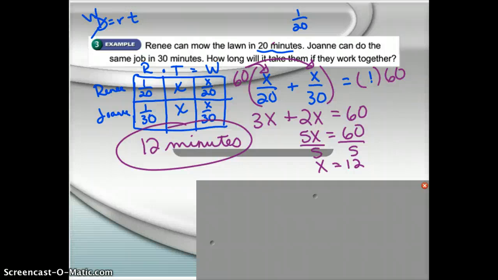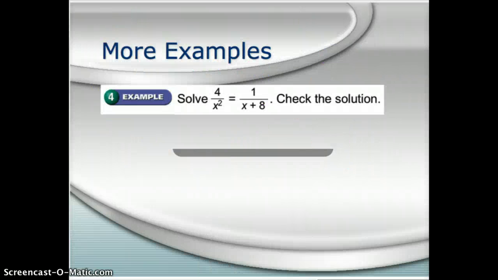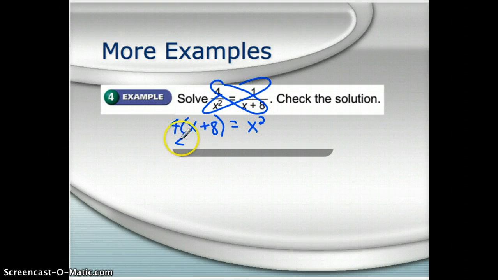Okay, 2 more problems. So solve 4 over x squared equals 1 over x plus 8. This looks like a nice, lovely, simpler problem because it just says this fraction is equivalent to this fraction, which means I can solve it by cross multiplying. So I have 4 times the quantity x plus 8 equals x squared times 1, which is just obviously x squared. So I'm going to distribute: 4x plus 32 equals x squared.